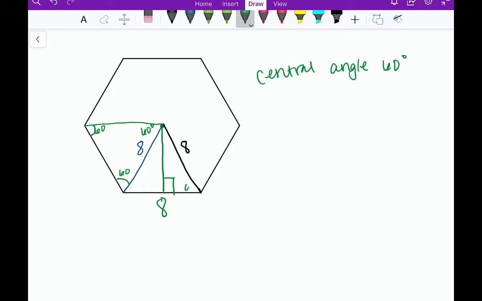So how are we going to do that? Well, this is also 60 degrees. And the apothem bisects the central angle, so that is 30 degrees. So what we have here is a right triangle, a 30, 60, 90 degree triangle. This is 8. And we know this is 4 because, again, the apothem bisects the segment. So now we can use special right triangles to find the apothem.